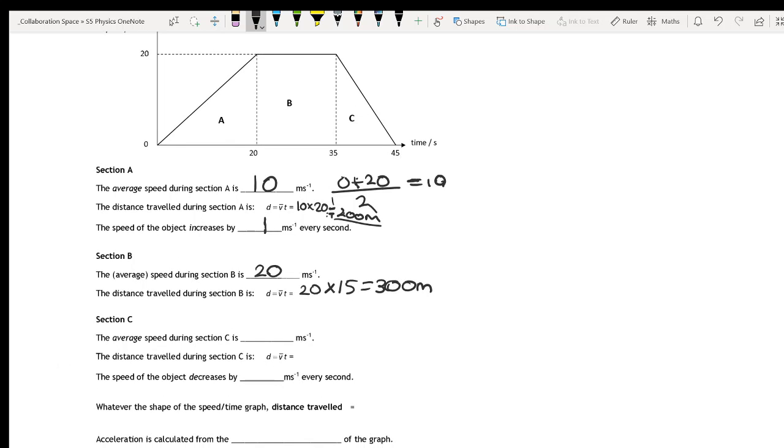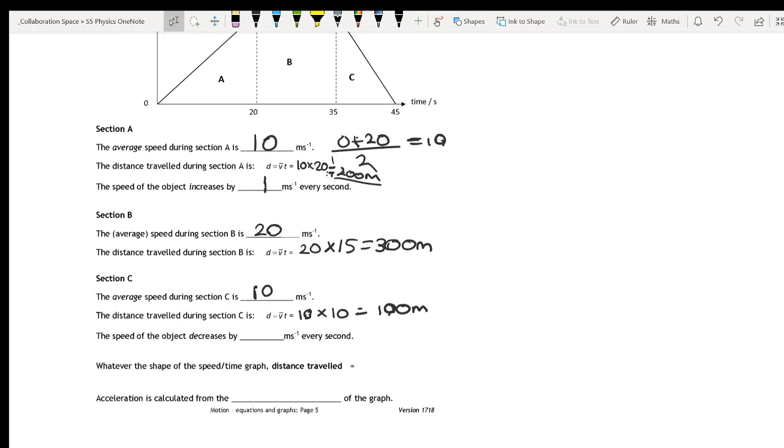And section C, decreasing speed going from 20 to 0 again. So the average speed, again, we've got 20, we've got 0. Find the average of those. Add them together, divide by 2, so 10. The distance travelled is the average speed times that time. So the time this time is 35 to 45, so 10. So 100 meters.